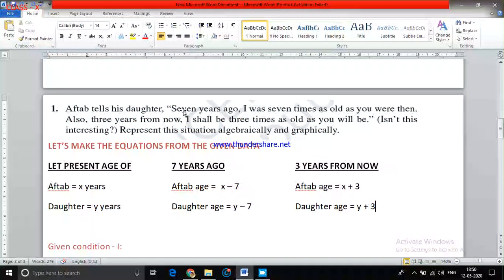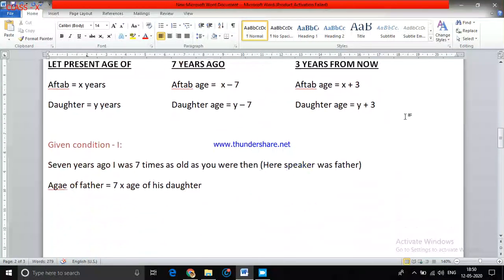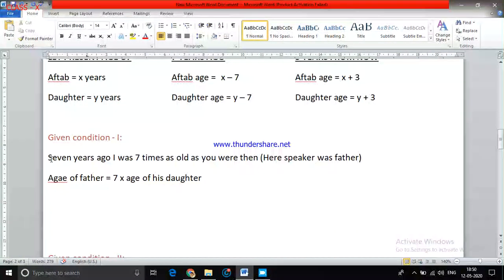Now comes to here, 7 years. What the father said in the first case: 7 years ago I was 7 times as old as you were then. Means at that time, that's what he wants to say. So here I have written: 7 years ago I was 7 times as old as you were then. So that means the age of the father 7 years ago equals 7 times, means 7 into, the age of the daughter at that time.